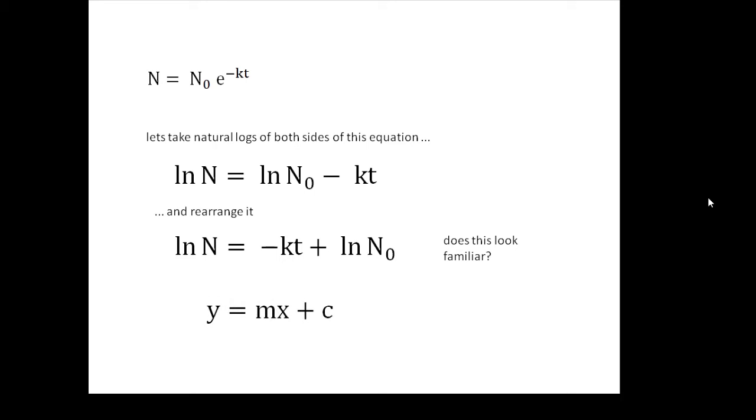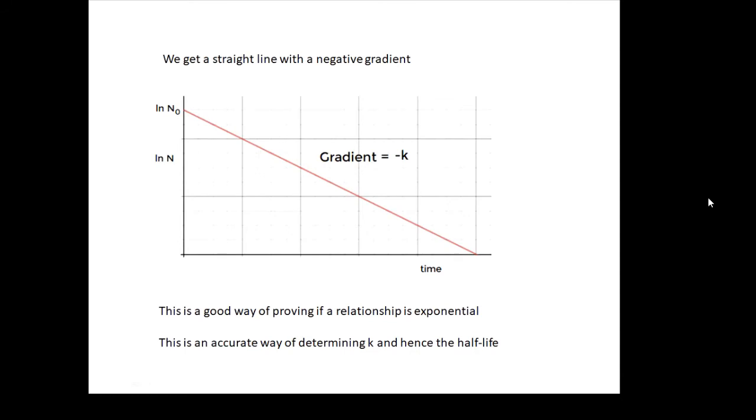That means if we plot log N on the y-axis and we plot t on the x-axis, we should get a straight line. And the gradient of our line will be, you tell me, and the intercept will be, well, there you go. We get a straight line with a negative gradient because it's minus kt, and the gradient of our line will be minus k, and the intercept up the top there will be log N naught, natural log of N naught. So what?